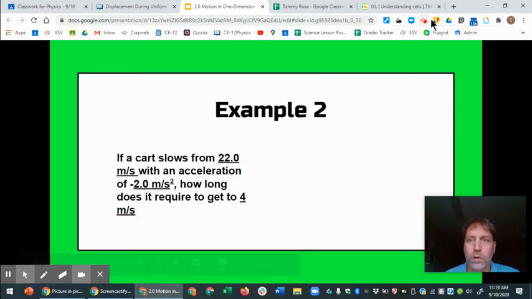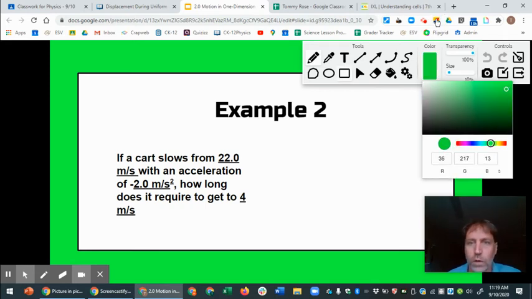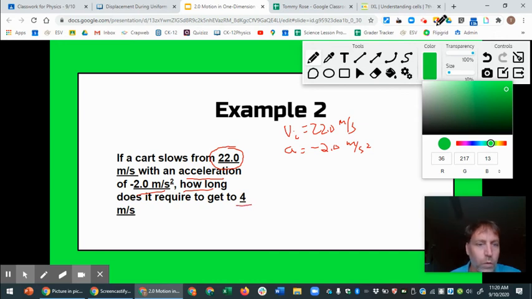All right, so what we're gonna do here, let's go ahead and start this process. We're gonna go ahead and label things. Let's get a different color here. Let's get somewhere in the green since we have a green slide. Okay, so we have a cart slows from, meaning that it already had an initial velocity. Its initial velocity was 22 meters per second. So the acceleration, we know A is going to be negative 2.0 meters per second squared.